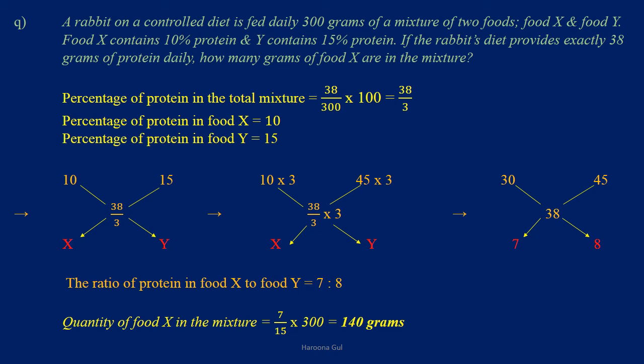Now, the quantity of food X in the mixture is going to be what? It is going to be 7, that is the ratio of food X, divided by the total ratio, that is 15. 7 plus 8 is equal to 15. And we're going to multiply this by 300 to get 140 grams of food X in the mixture, right? Easy question. Just if you don't understand it once, revise it, watch the video again in order to understand the question well.